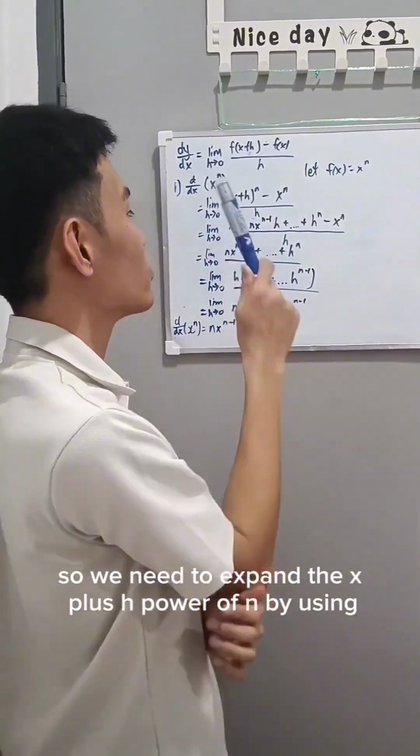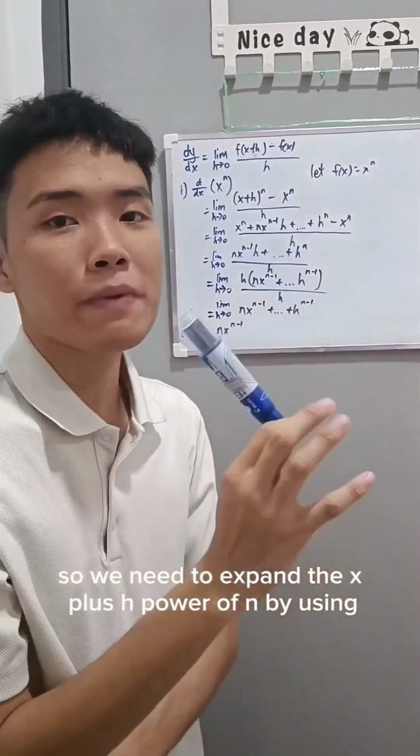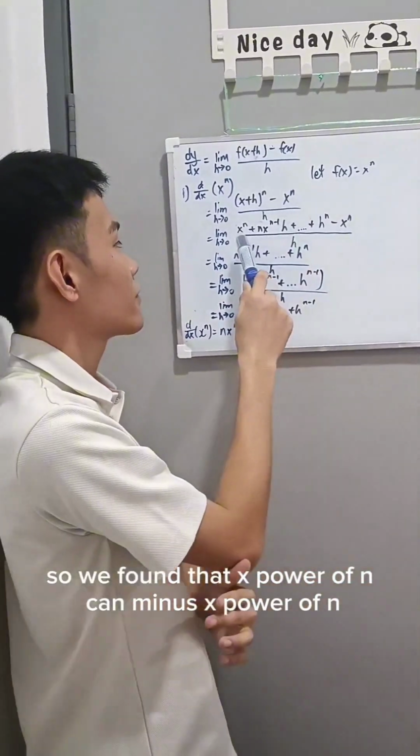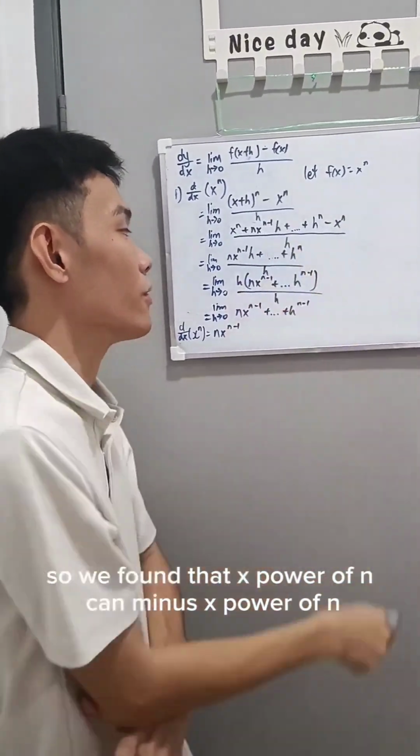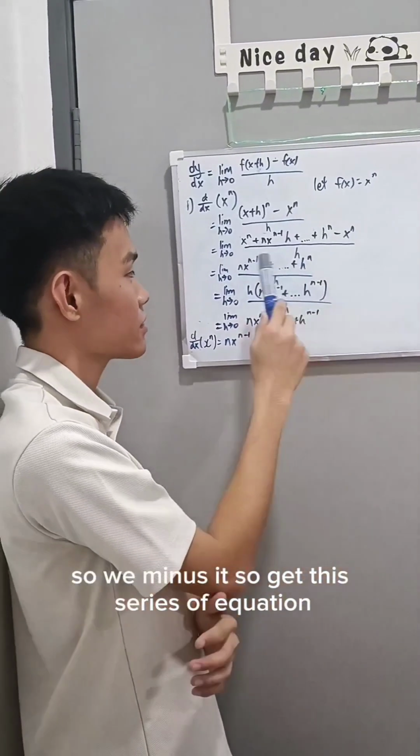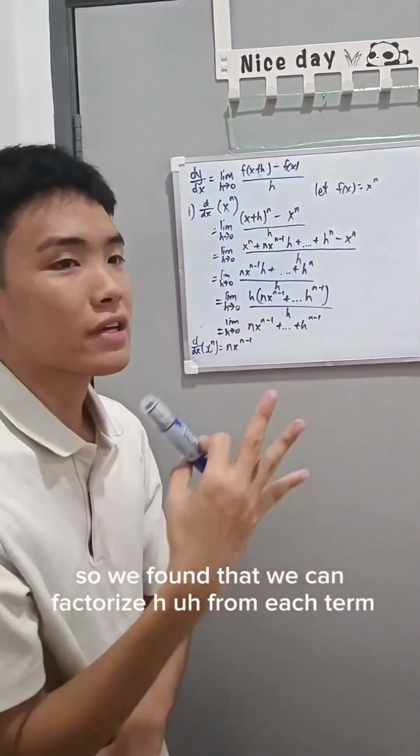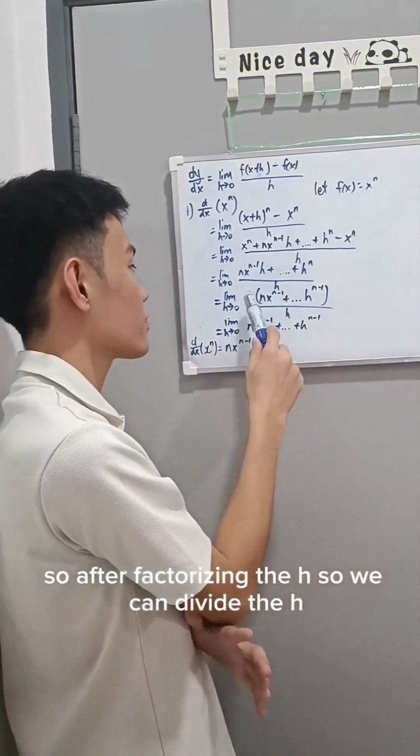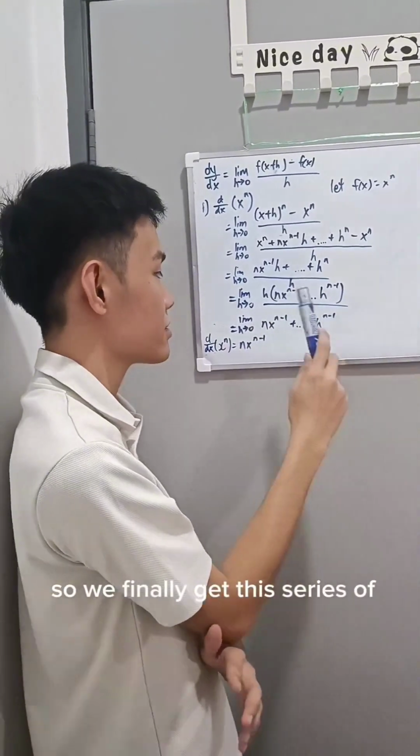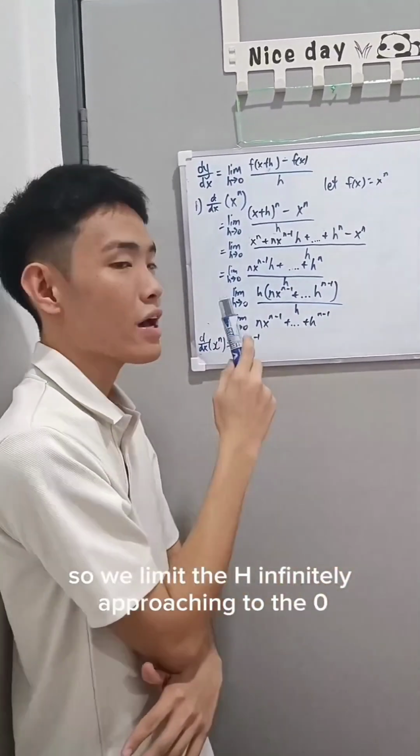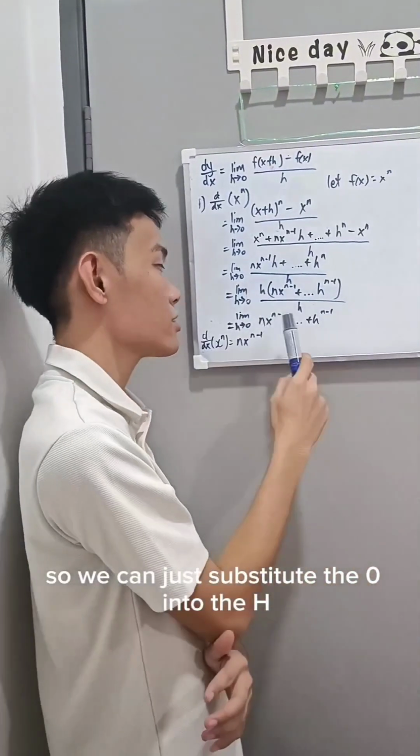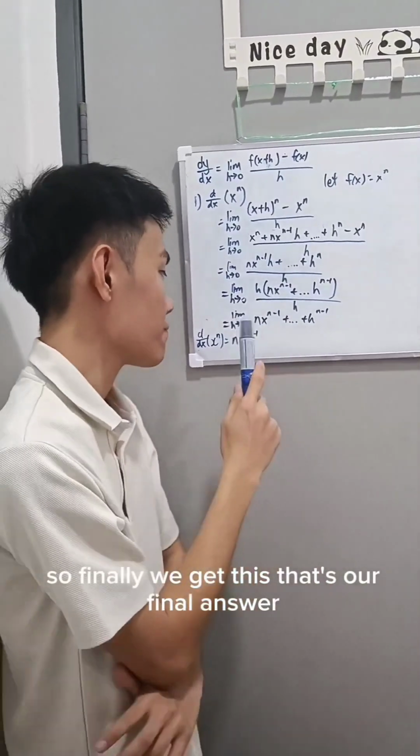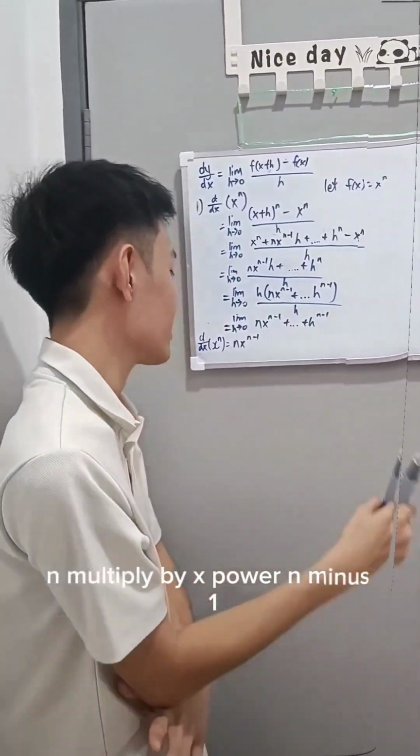We need to expand (x plus h) to the power of n by using the binomial theorem or binomial expansion. So we get this series of terms. We found that x to the power of n can be minus x to the power of n, so we subtract it and get this series of terms. We found that we can factorize h from each term. After factorizing h, we can divide by h, so we finally get this series of terms. Then we let h infinitely approach 0, so we can just substitute 0 into h. Finally we get our final answer: n multiplied by x to the power of n minus 1.